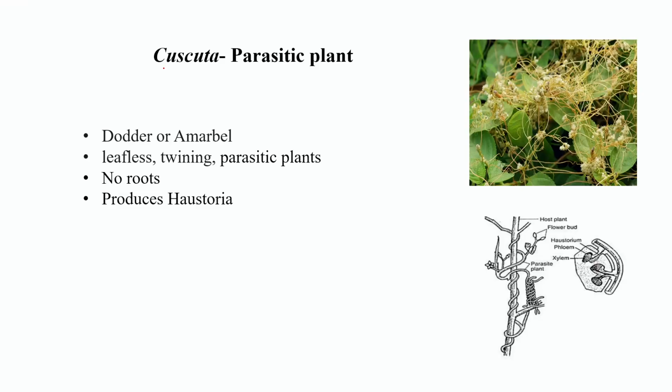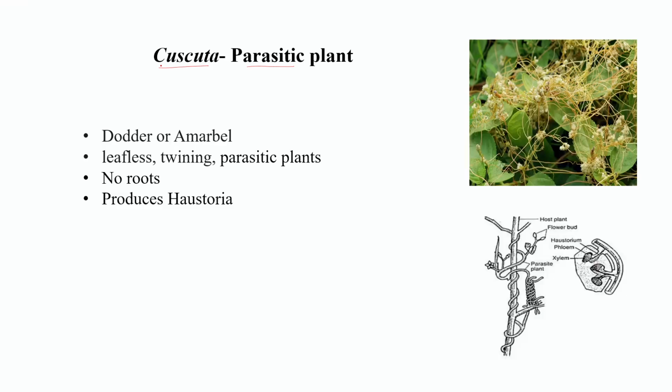Now coming to another important plant, which is parasitic plants. We will try to understand how the parasitic plant might be modified to perform its function. Cuscuta is a very important parasitic plant, and it is also known as dodder.